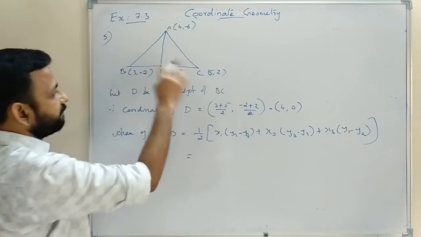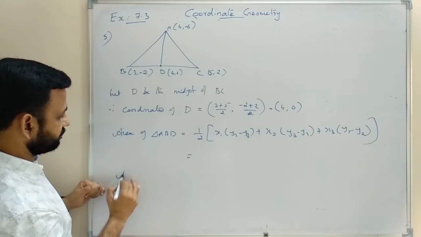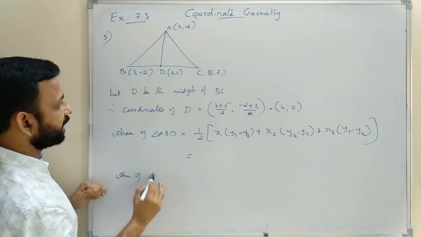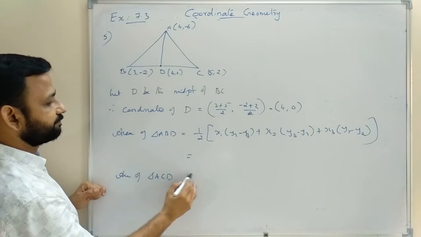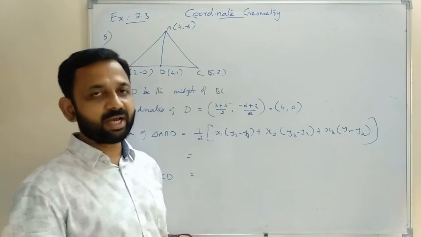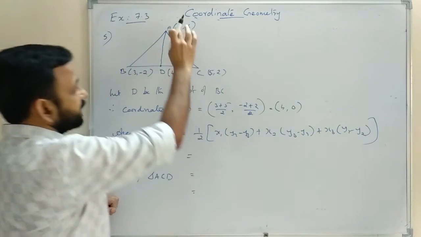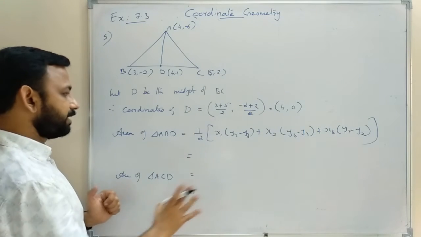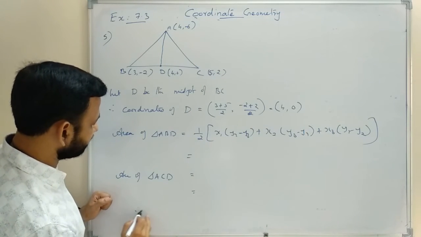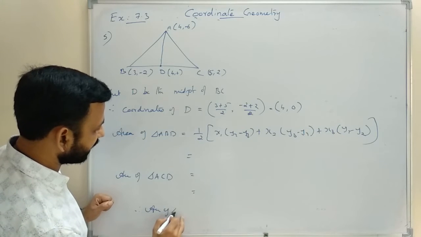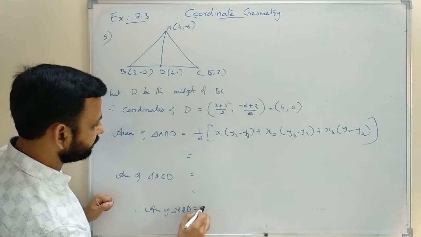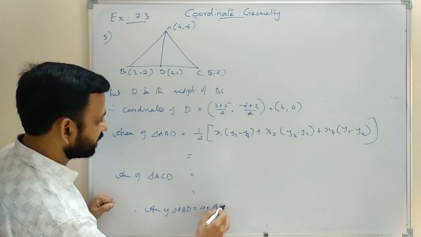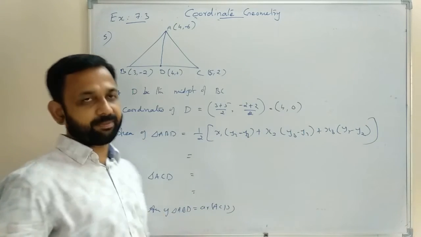Then we will find the area of triangle ADC, area of triangle ACD. Again the same formula. Replace x1 y1, x2 y2, x3 y3. Then we will get it, and both the areas will be the same. Therefore we can write the area of triangle ABD equals the area of triangle ACD.